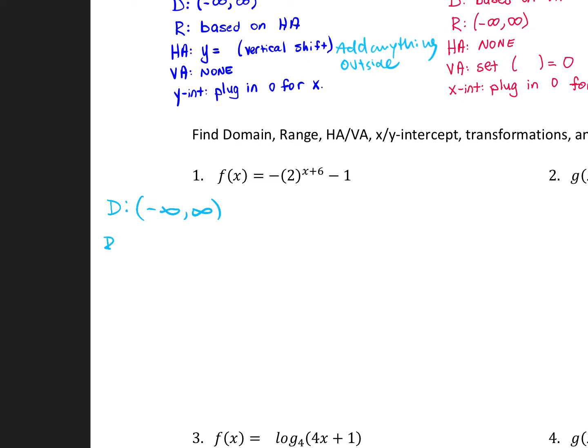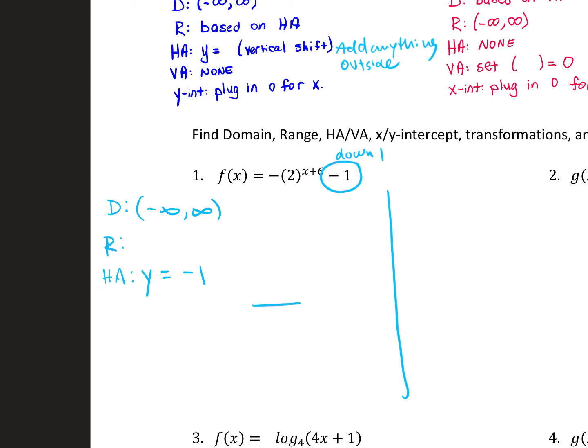Now the range and the horizontal asymptote go together, and those are determined if I have a vertical shift. Do I have a vertical shift here? Yeah. What number is that? -1. This -1 tells me I'm going down 1. So I have a vertical shift down 1. It means I have a horizontal asymptote at what? Y equals -1 because it's a horizontal line.